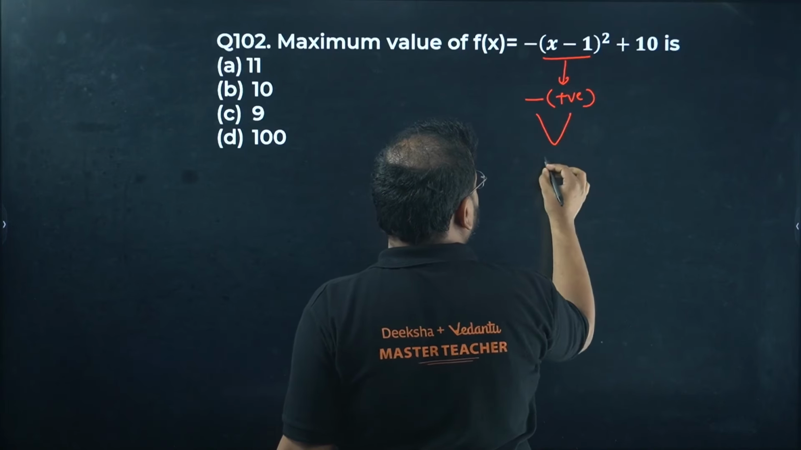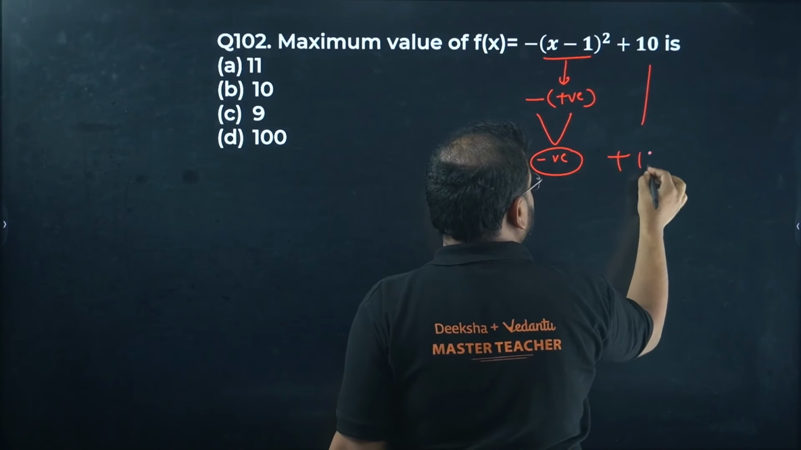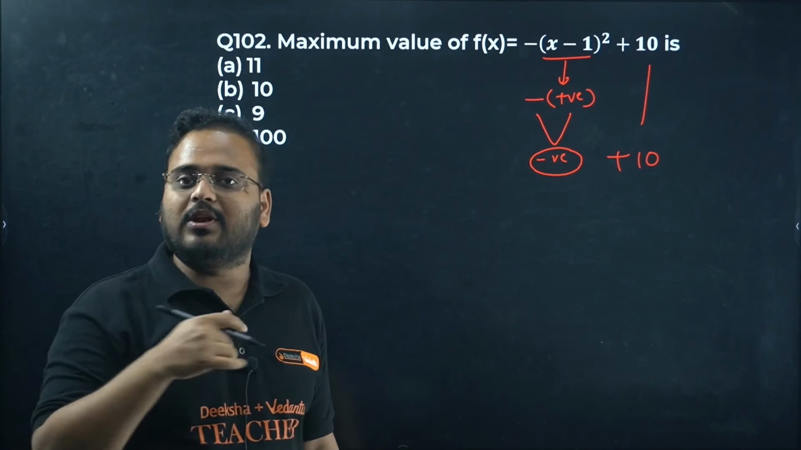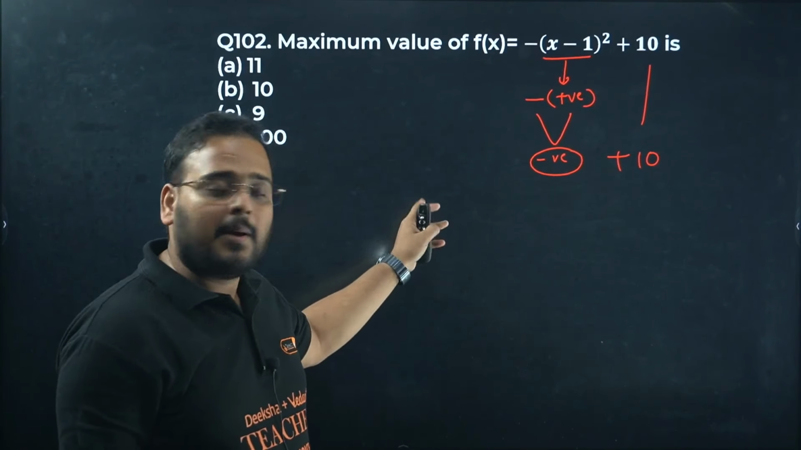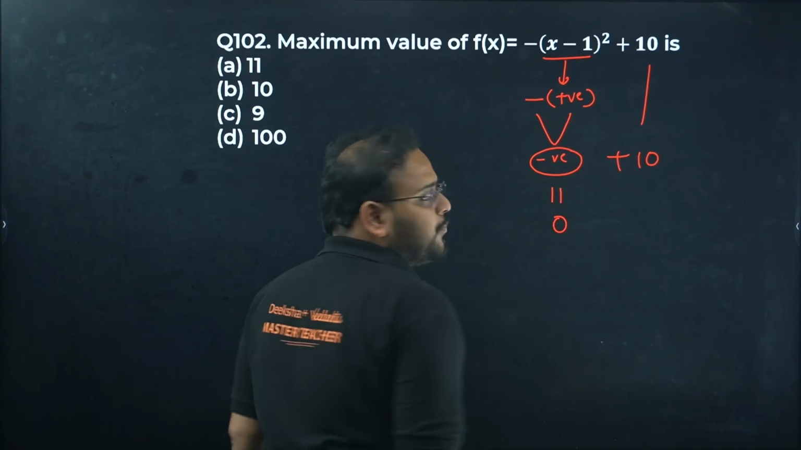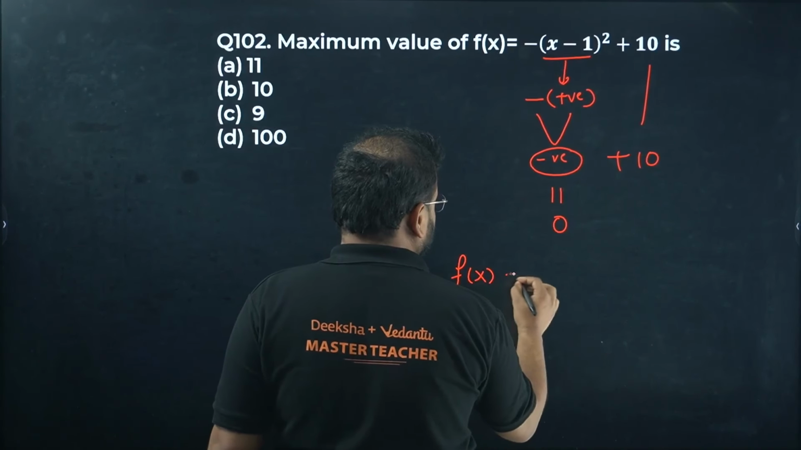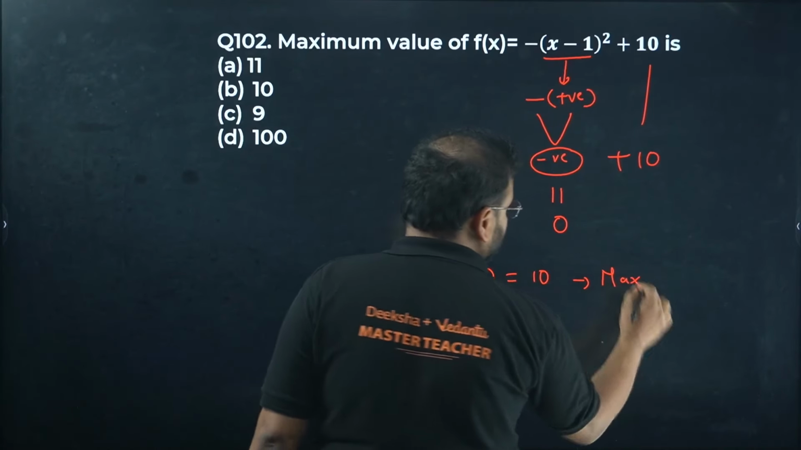It means this whole thing becomes always negative, and this is plus 10. So if this value is any value, 1, 2, 3, whatever it is, it is negative and the overall value will keep reducing. But when this whole thing is equal to 0, then I will have f of x as maximum. I'll have this as 10. This is my maximum value.